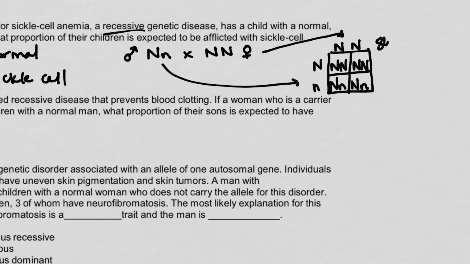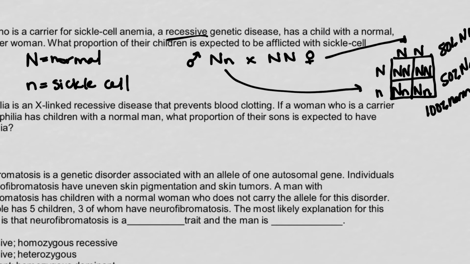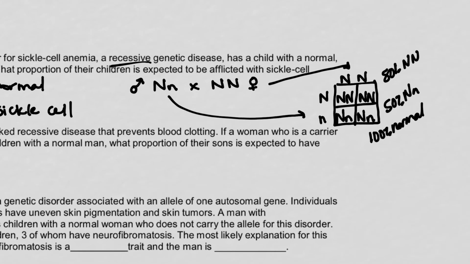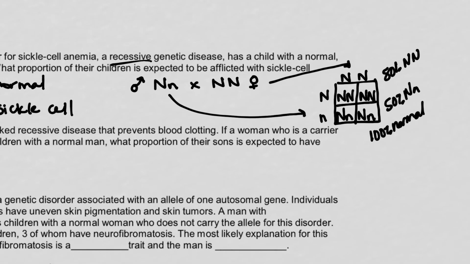All right, so 50% are homozygous dominant and 50% are heterozygous. However, since this is a recessive mutation, 100% are normal. So the question, what proportion of their children are expected to be afflicted with sickle cell anemia? 0%.